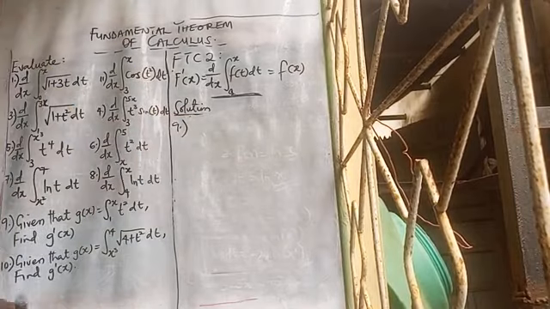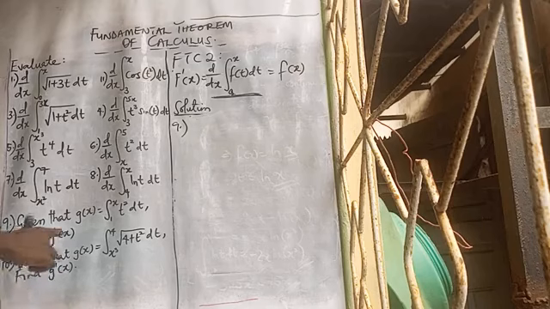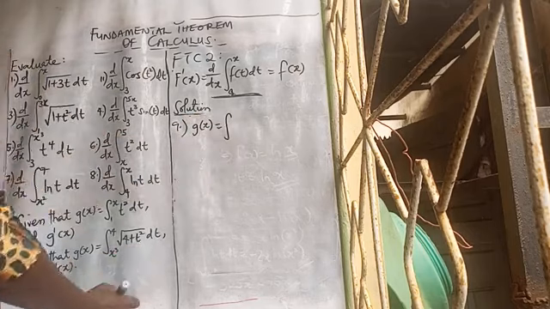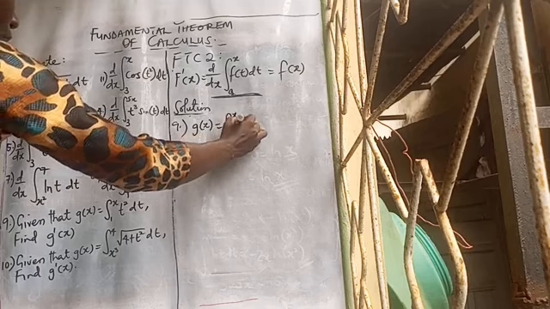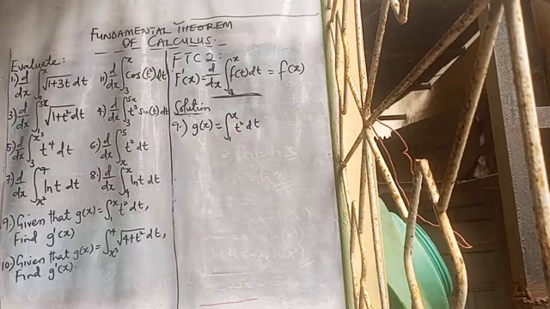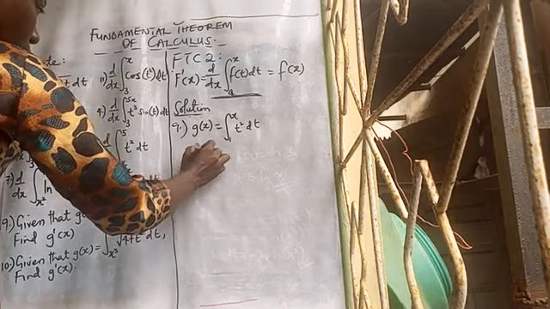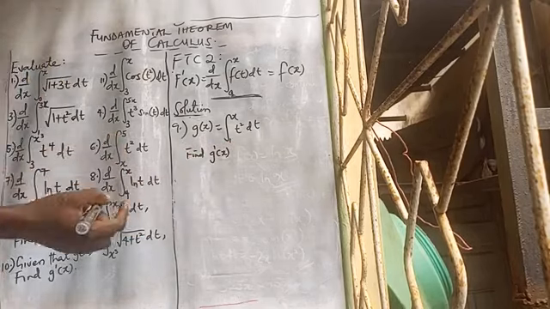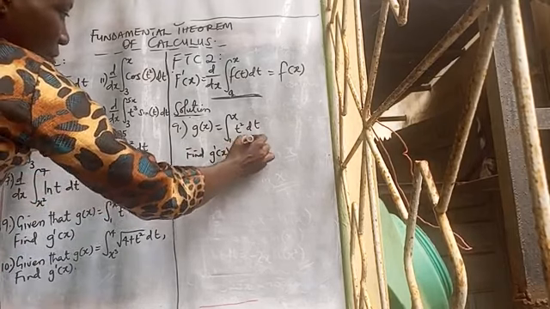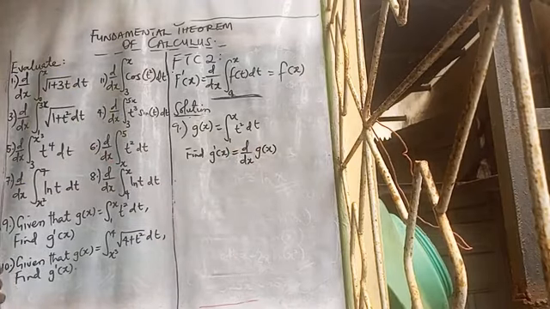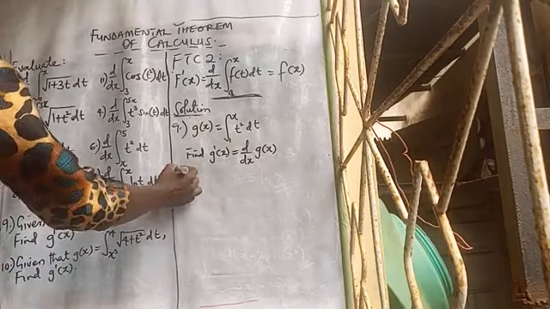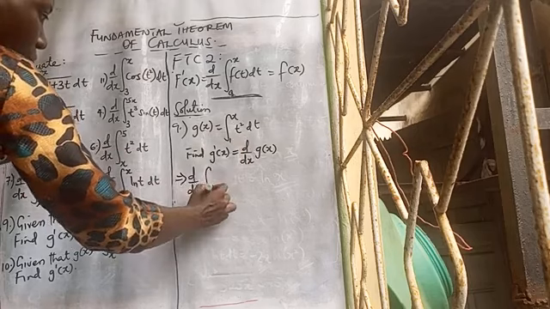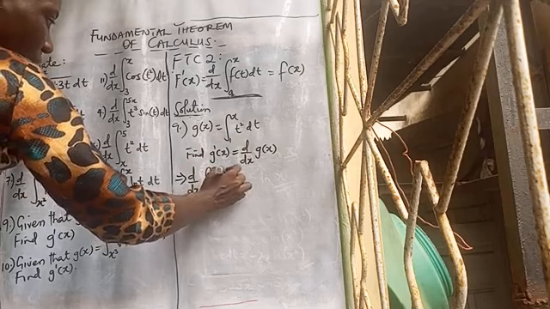Question number 9. Given that g of x is the integral from 1 to x of t squared dt, we are told to find g prime of x. Finding g prime of x is just the same thing as finding the derivative of g of x. And it's just the same thing as saying finding d dx of the integral from 1 to x of t squared dt.